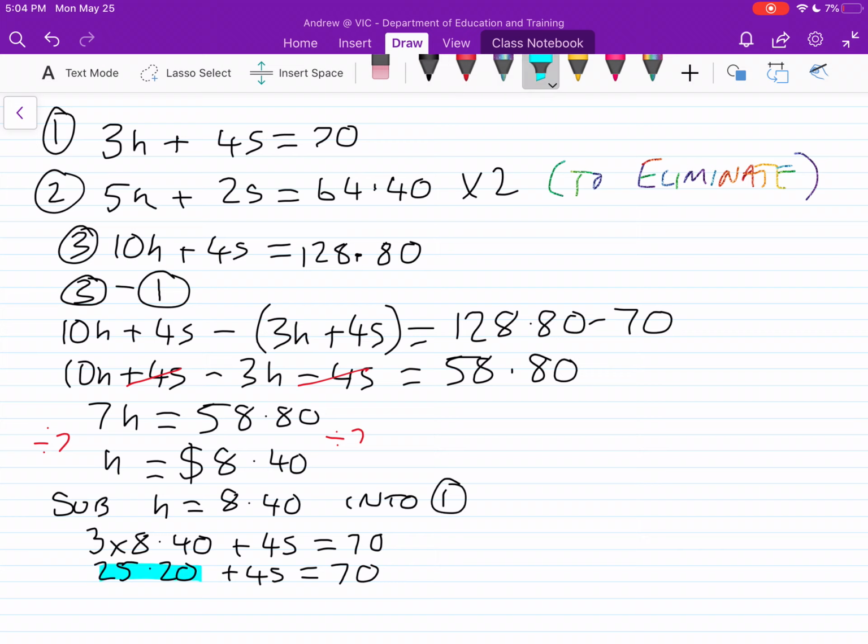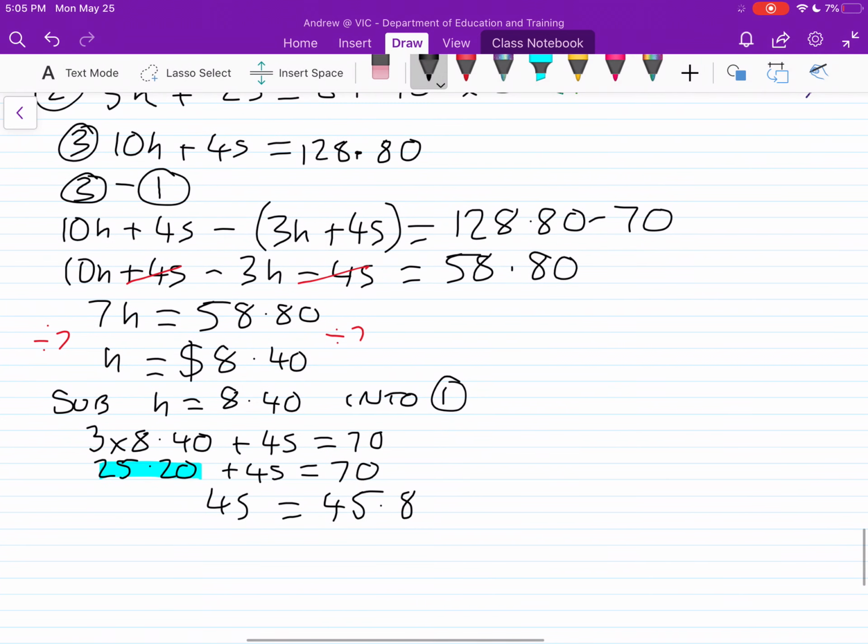So this 25.20 is the easiest to get rid of, so we're going to minus that from both sides. So 4S is equal to $45.80. And we're going to divide that by 4. Just make sure I got that right. $25.20, yes. Oh, sorry, that's why. I thought that looked wrong. That's 44, not 45. Very simple mistake to make, okay, when you're not thinking. So that's $44.80.